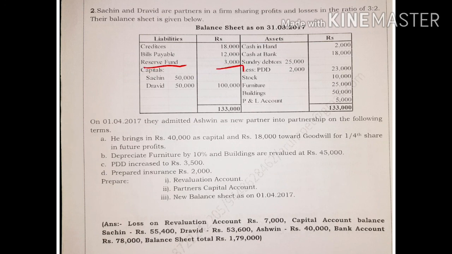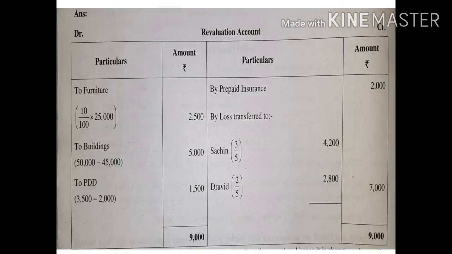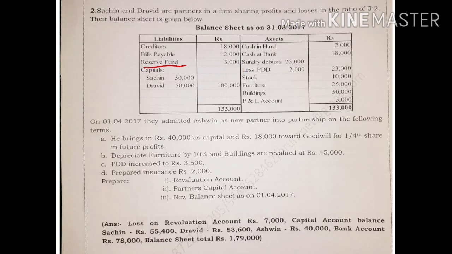So this reserve is related to the old partners. By reserve fund 3,000, distributed to only the old partners. In which ratio? Old ratio, 3:2. So 3,000 into 3 by 5, Sachin's share 1,800. Next, 3,000 into 2 by 5, so Dravid's share 1,200.